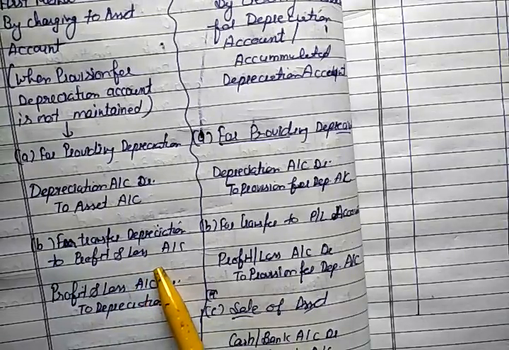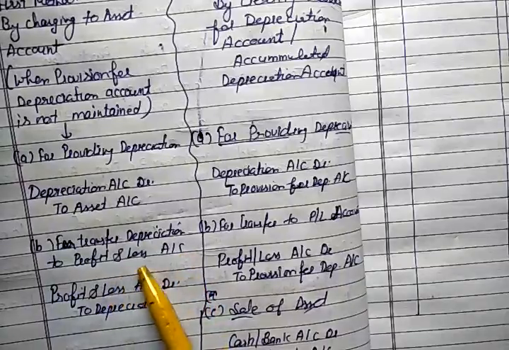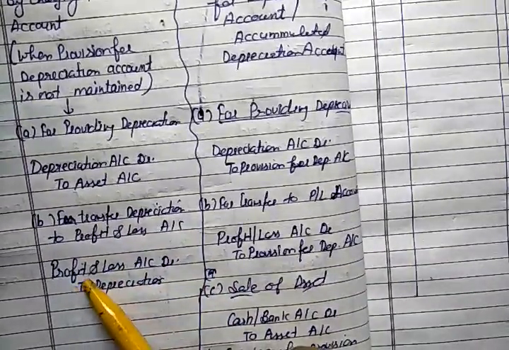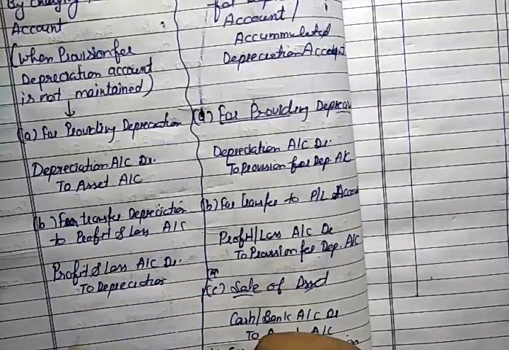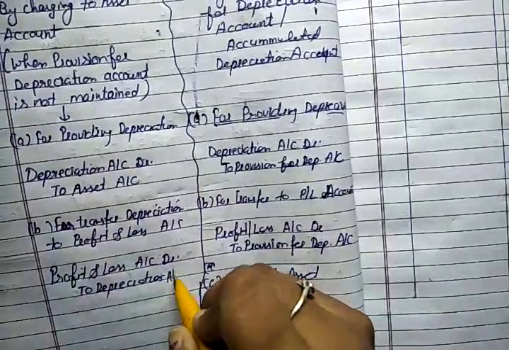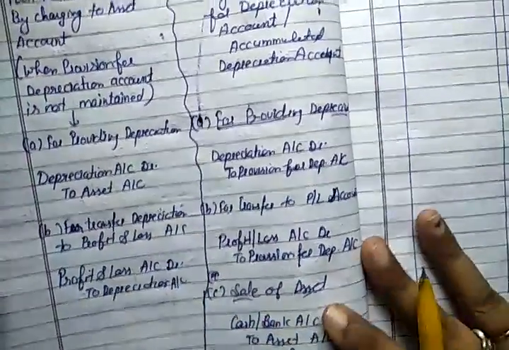On the second entry, when we transfer the depreciation, when the estimated working life of the asset is completed, the total depreciation will be transferred to the profit and loss account. The journal entry at that time is profit and loss account debit to depreciation. Depreciation is termed as an expense of the business, as a loss of the business. That's why depreciation is transferred to the debit side of the profit and loss account.